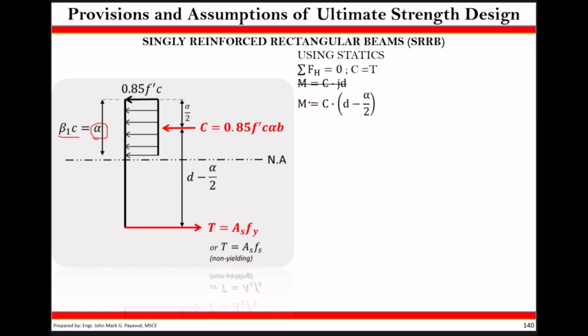Gamitin na natin yung USD na the lever arm is d minus alpha over 2. C is your compression, and therefore, we can say that moment is 0.85 Fc prime alpha b multiplied by d minus alpha over 2. Remember that your moment could actually be expressed in terms of compression by allowing the value of alpha to become beta 1 multiplied by c.